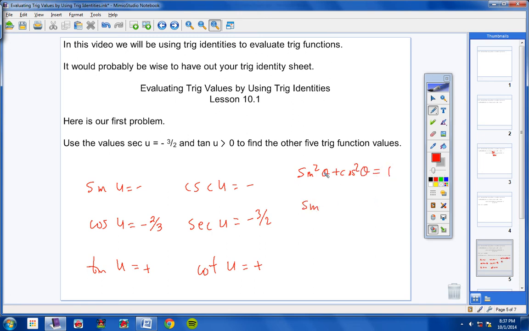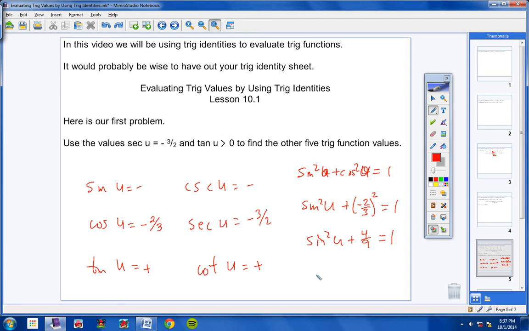So I'm going to, really I should put u there, sorry about that, u. So sine squared of u plus, now cosine of u is -2/3. So I'm going to put -2/3, but I'm going to square it because it's cosine squared, equals 1. So next I would have sine squared of u plus -2/3 times -2/3 would be 4/9 equals 1. Now bring the 4/9 over and make it a -4/9.